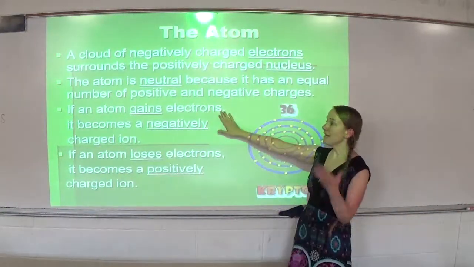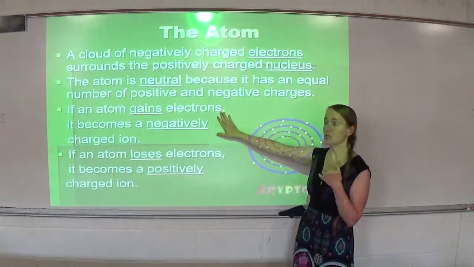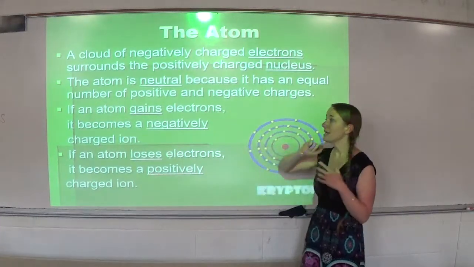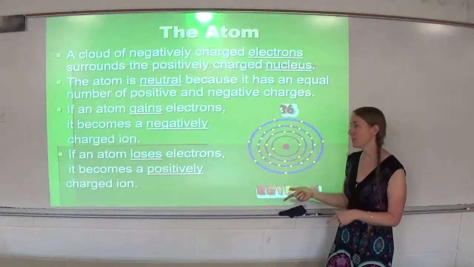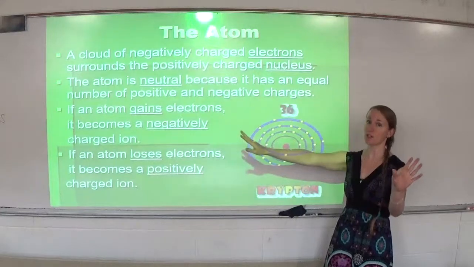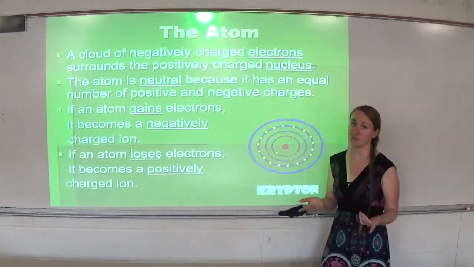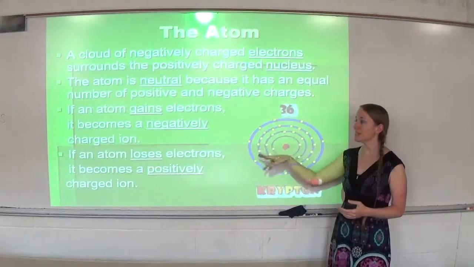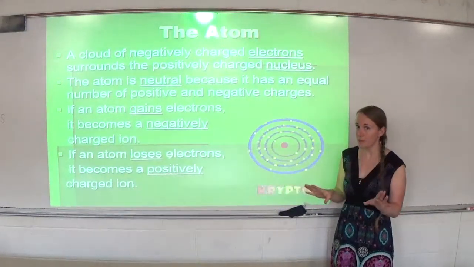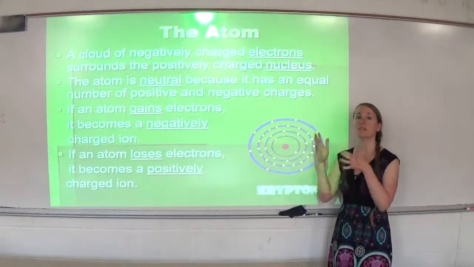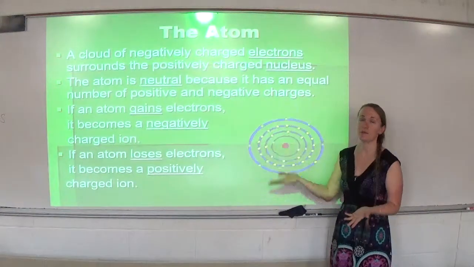If an atom gains extra electrons, remember electrons are negative, it becomes a negatively charged ion. And if an atom loses electrons, remember electrons are negative, then it becomes a positively charged ion. So positively charged ions have nothing to do with gaining protons. It's either gaining or losing electrons that makes an atom have a charge.